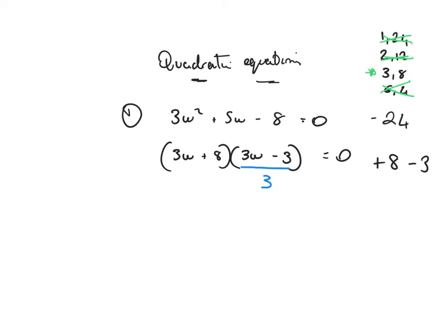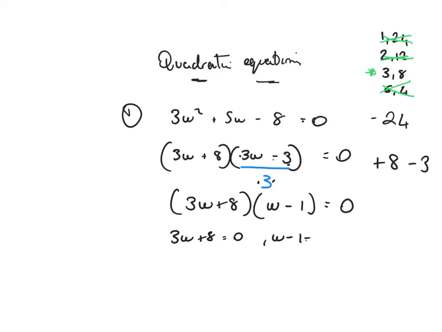The first bracket remains 3w plus 8. 3 into 3w goes w times, and 3 into 3 goes 1 time, with a minus in the middle. So we have 3w plus 8 bracket w minus 1 equals 0. So 3w plus 8 equals 0, and w minus 1 equals 0. 3w equals minus 8. Bring the 3 down and divide, and w equals minus 8 over 3. And over here we've got w equals 1.